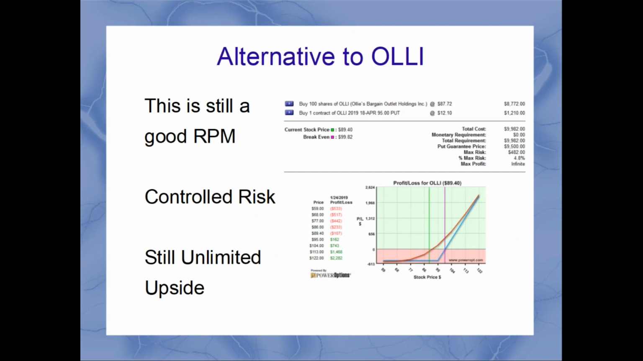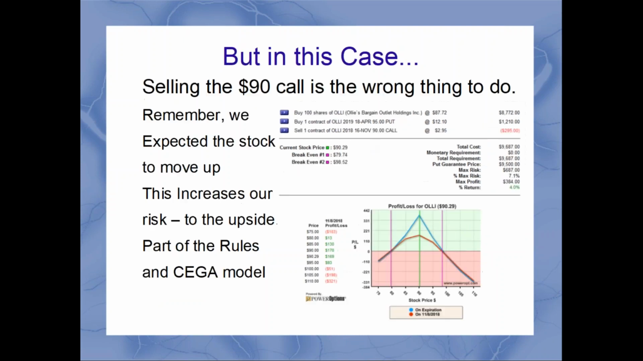It has a controlled risk. It still has unlimited upside. But in this case, 4 days later, with the stock trading right around $89, moved up a couple points as Ernie expected, that 183 that we saw, I say to myself, okay, here I am in this structure. I want to sell some premium and reduce my risk. Even though I started off with a very low risk to begin with, why don't I sell that same 90 call right now? Well, that is a problem. That is the wrong thing to do.